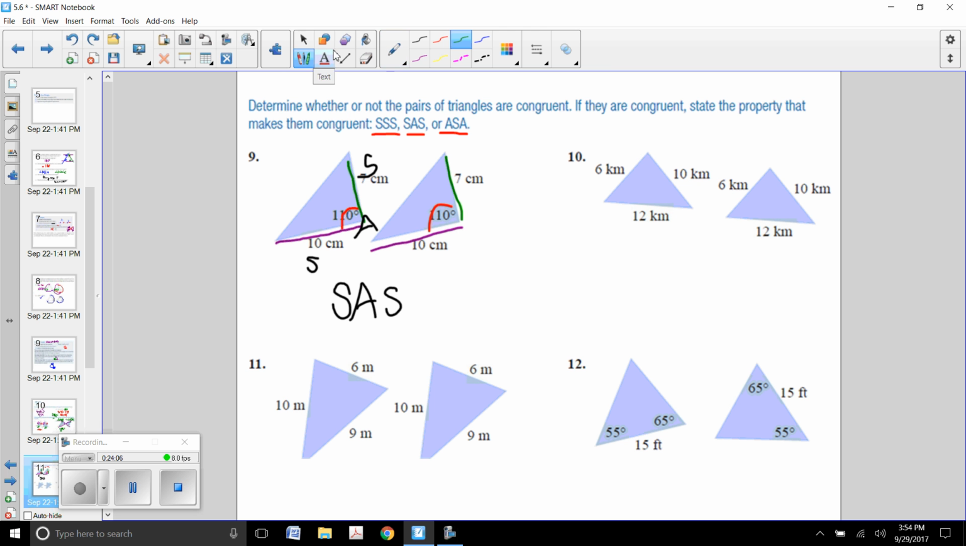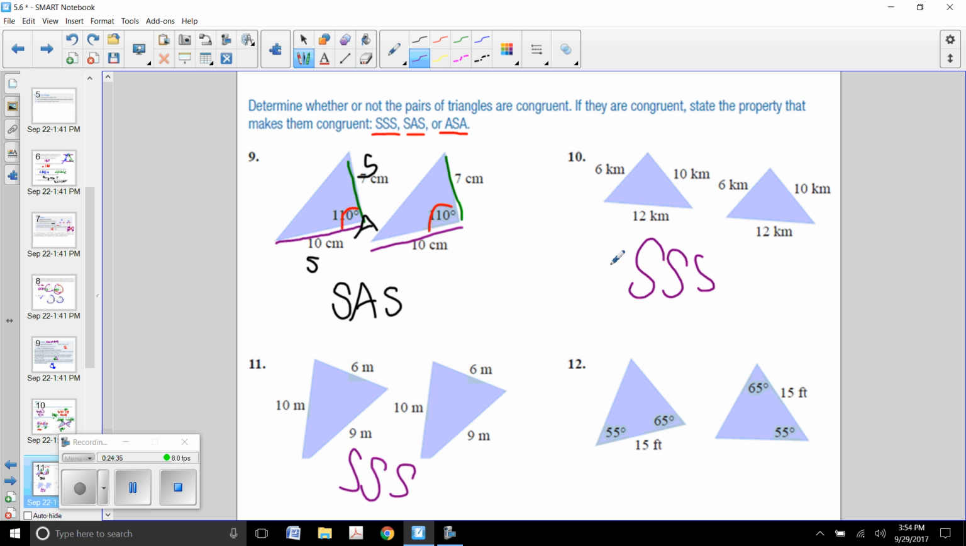For our second one, we see all lengths around the outside, and they're all in this exact same spot. So that is going to be our side, side, side. And the same thing as with 11. The 6s pair up, the 10s pair up, the 9s pair up, and they're all side lengths. So side, side, side is the easy property to be able to use.